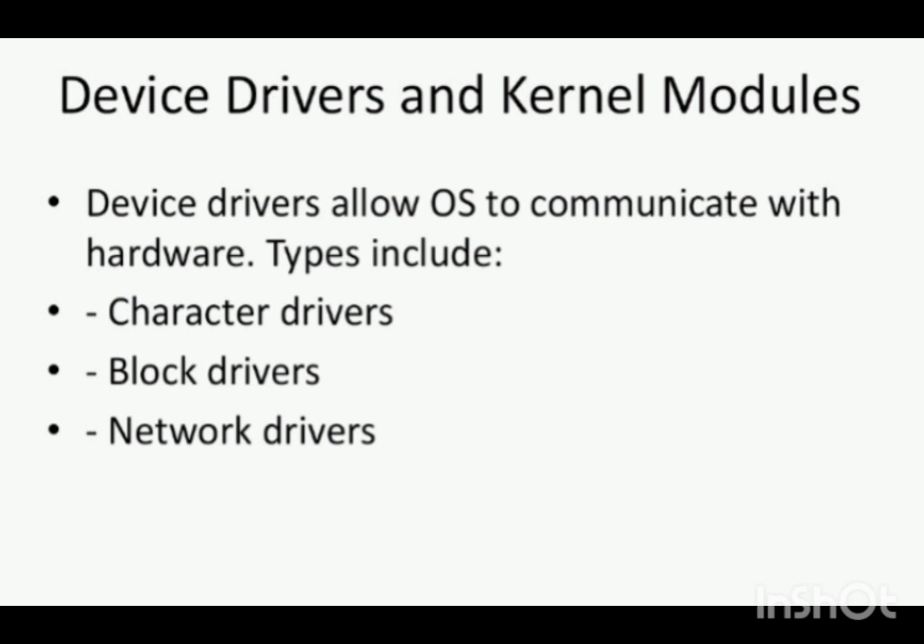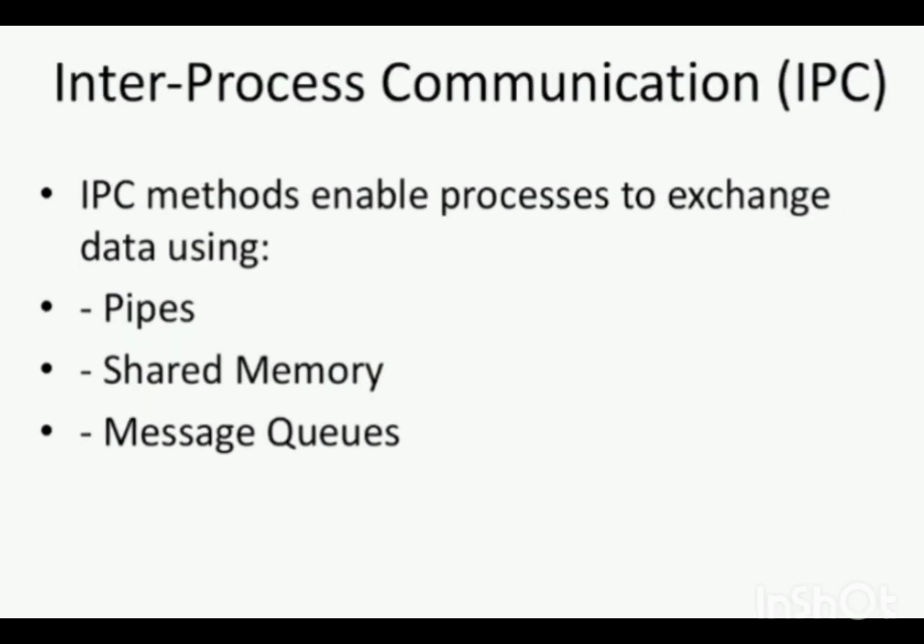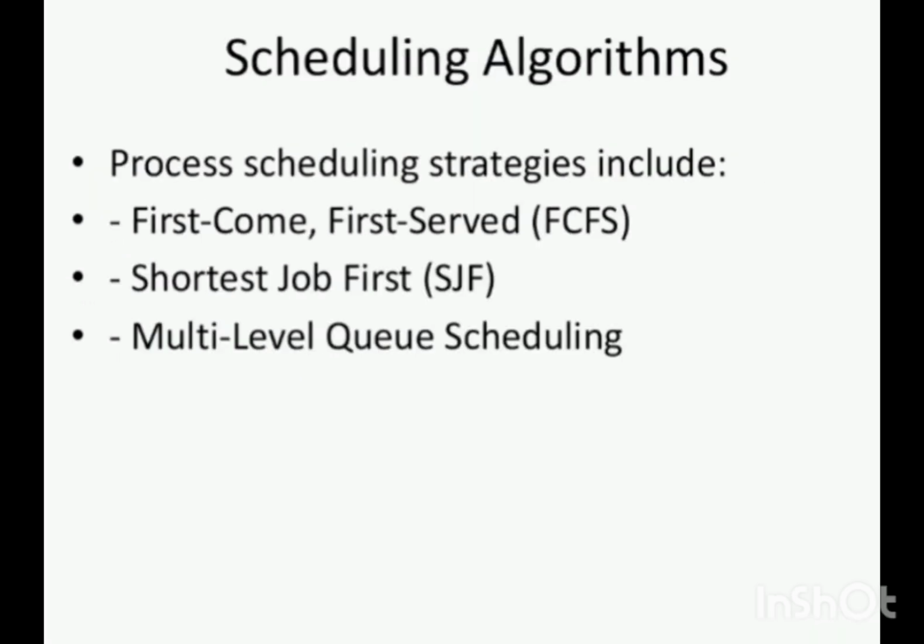Next, inter-process communication, IPC. These methods enable processes to exchange data using pipes, shared memory, and message queues. Scheduling algorithms. Process scheduling strategies include first come first served, shortest job first, and multilevel queue scheduling.